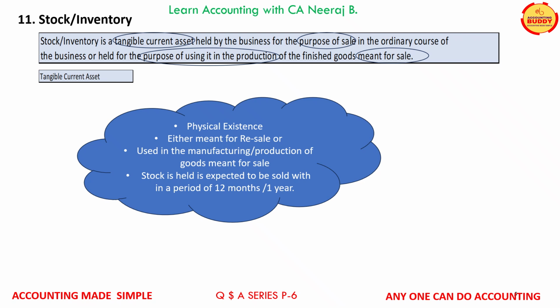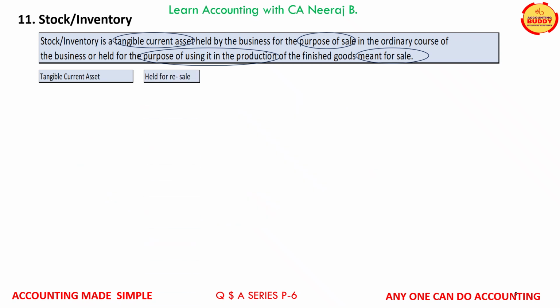That is, it is tangible and it is a current asset. Number two, stock is always held either to resell or to be used for the production of finished goods. Number four, inventory is held, sold or used in the production as the main business activity and not one of business transactions. Let us understand stock further with an example.